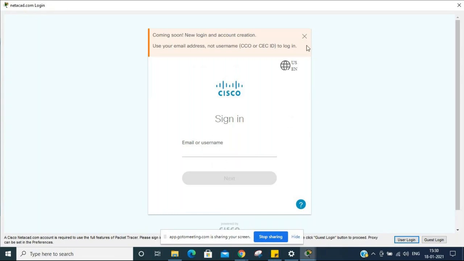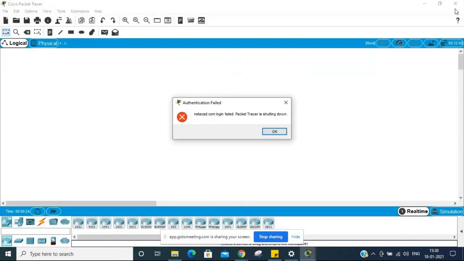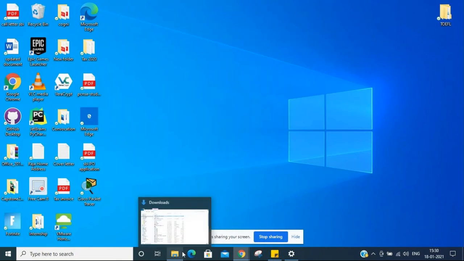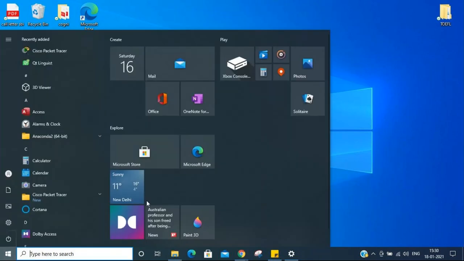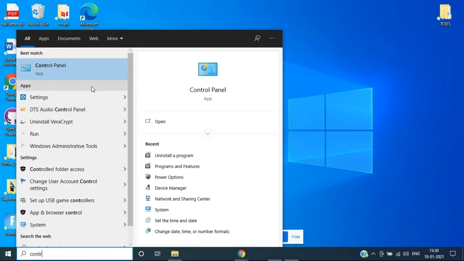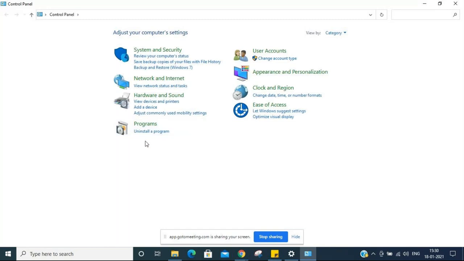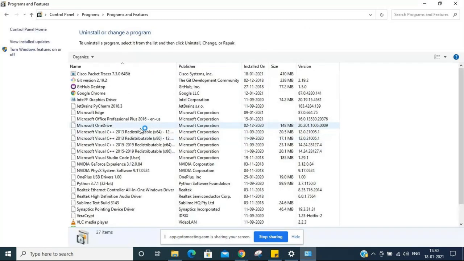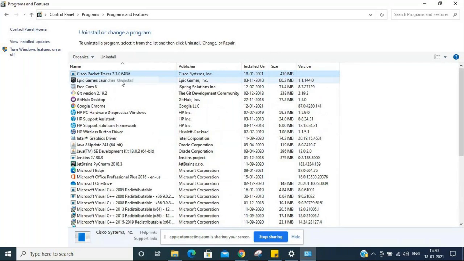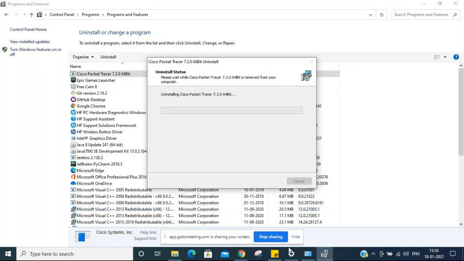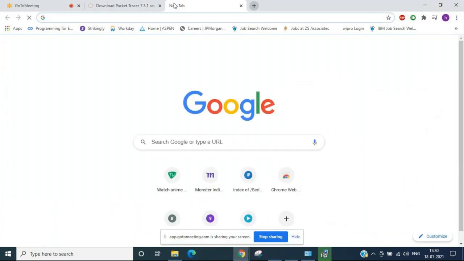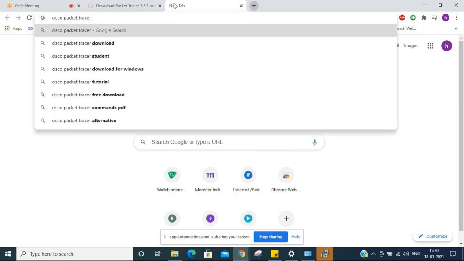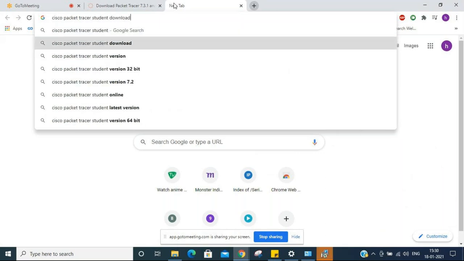Then you want to do one thing. By tomorrow, delete this and just download somewhere around the 6.5 to 6.8 version. Okay, one second, I'll put it in the download folder. Just type it as Cisco Packet Tracer Student, because it's a paid software, but for students, for learning purposes, they have given it for free. Cisco Packet Tracer Student version download. Yeah, download, that's it.